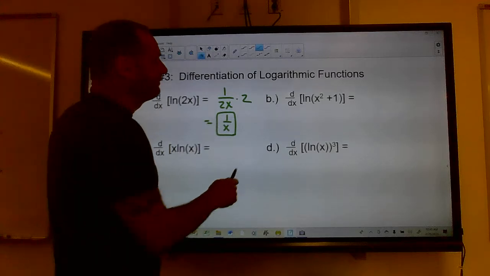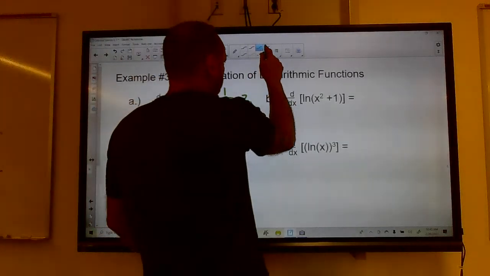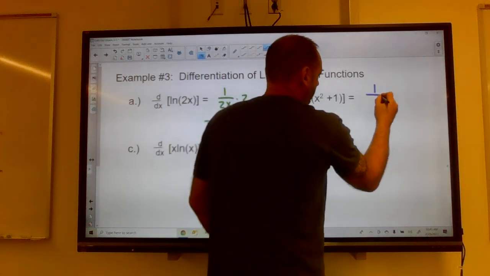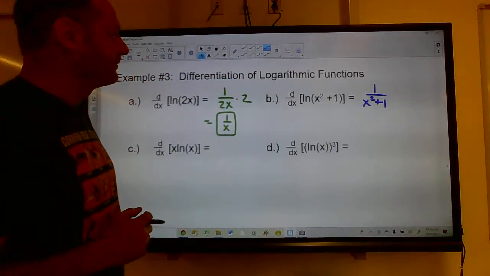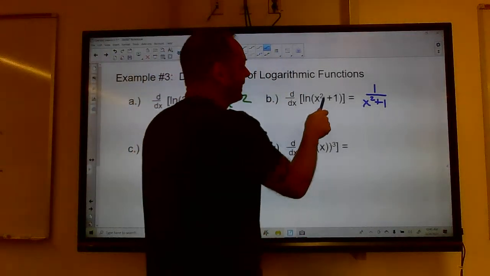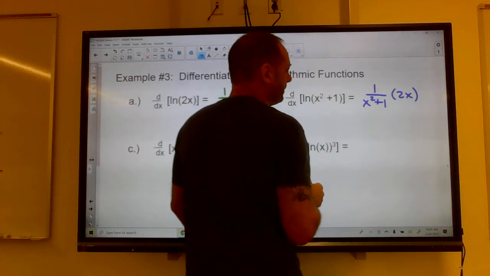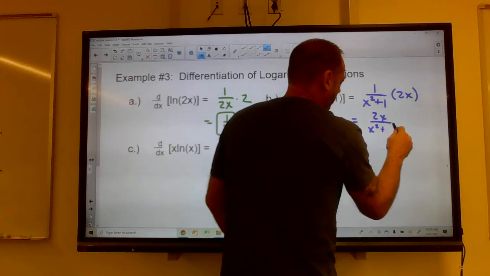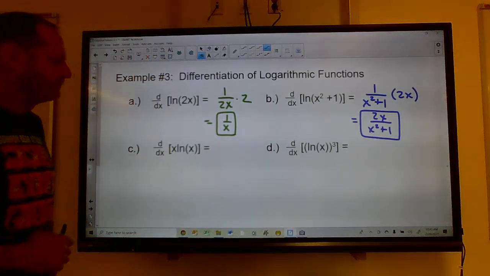Okay, the derivative of the natural log of x squared plus 1. So this is going to be 1 over x squared plus 1, because that's the derivative of the natural log, but I got to use the chain rule, so it's times 2x, and that's just going to be 2x over x squared plus 1, and I really can't simplify that, so I'm done with that one.